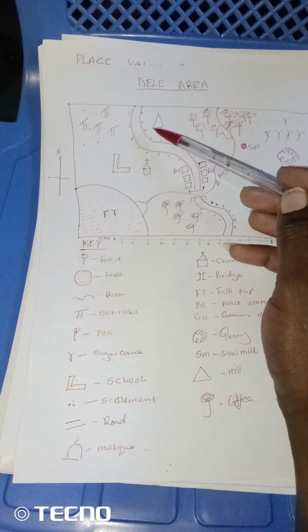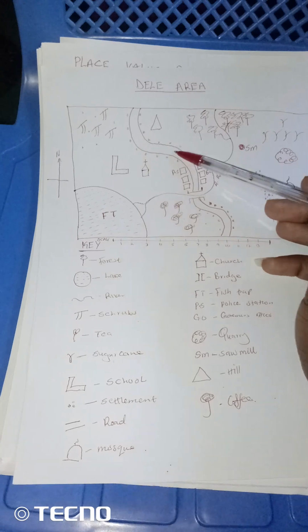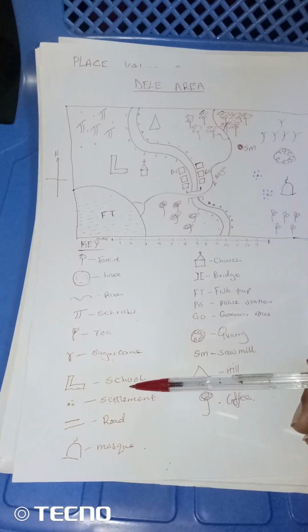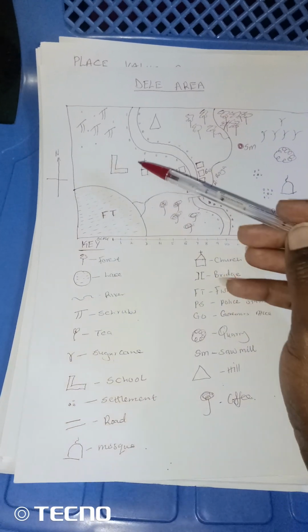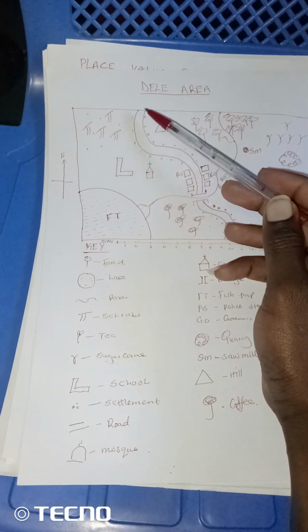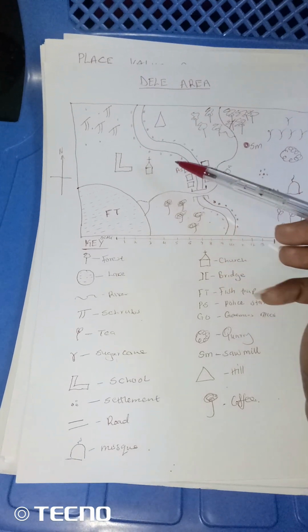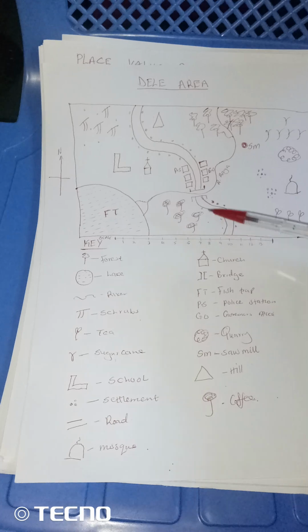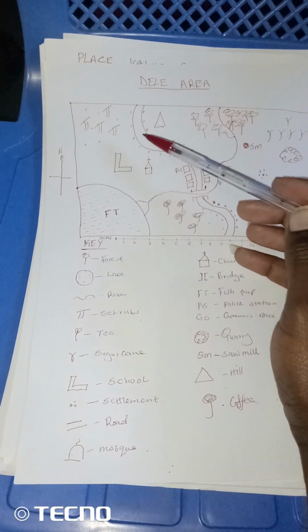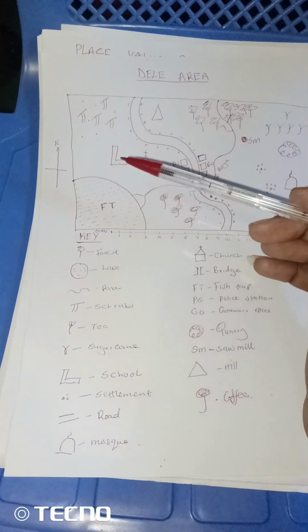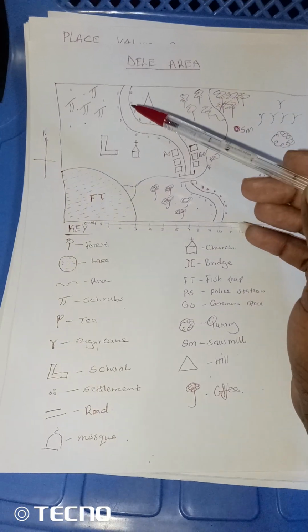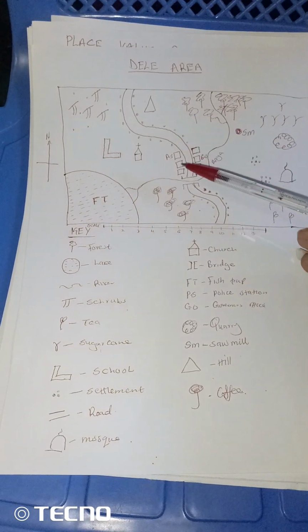Now, when you look at settlement, all these dots are what we call settlements here. Now, we have types of settlement. When you look at this, people tend to live along the road. This is known as linear settlement. Linear is derived from the term line. So it is linear settlement.